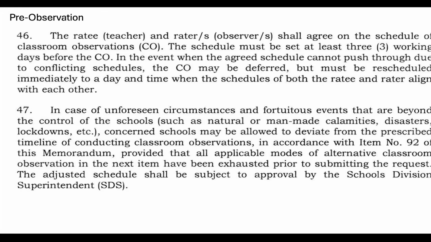So in paragraph 47, in case of unforeseen circumstances and fortuitous events that are beyond the control of the schools, such as natural or man-made calamities, disasters, concerned schools may be allowed to deviate from the prescribed timeline of conducting your classroom observation in accordance with item number 92 of this memorandum, provided that all applicable modes of alternative classroom observation in the next item have been exhausted prior to submitting the request. So the adjusted schedule may be subject to approval of the school's division superintendent.